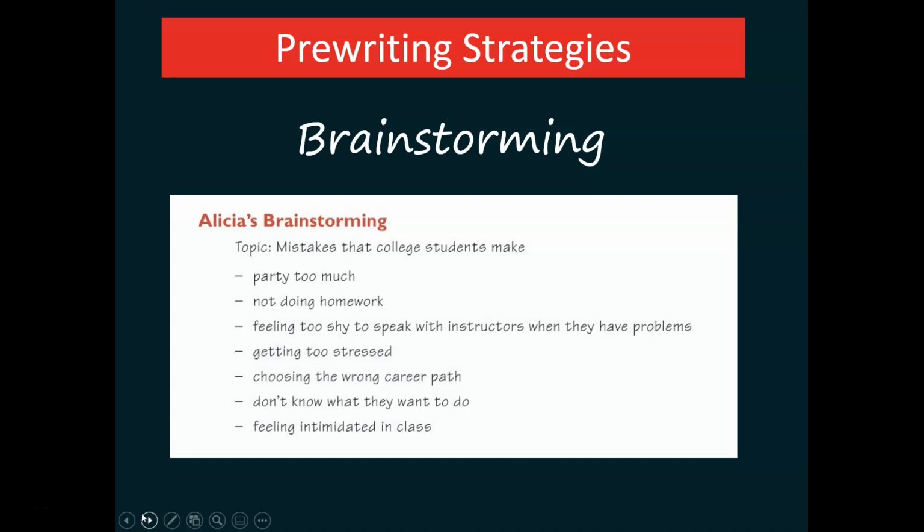So here's an example of Alicia's brainstorming on her topic, mistakes that college students make. You see that she wrote a list of different ideas about mistakes that college students make. She didn't write complete sentences, and she didn't judge her ideas at all. She didn't try to see if they were too similar to each other or anything like this. She just wrote them down.